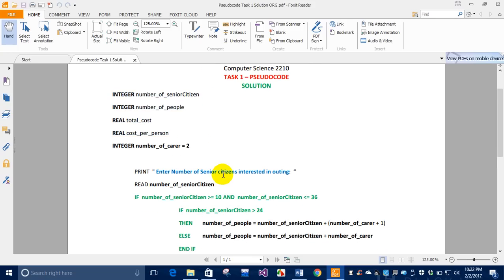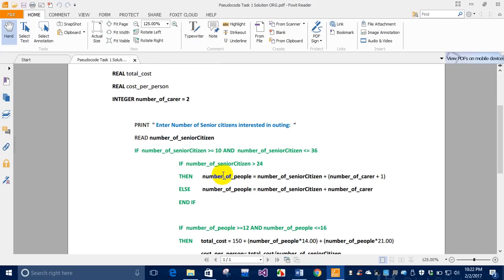The first statement that I'm going to print is: enter number of senior citizens interested in outing. This will be just a message on the console that will be prompted to the user, asking how many senior citizens are interested in the outing. Okay, I'll read the input from the user in this line.